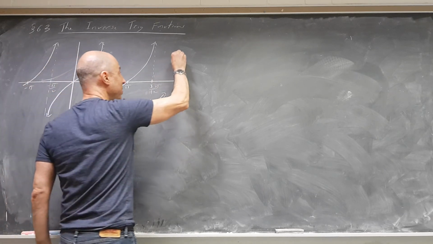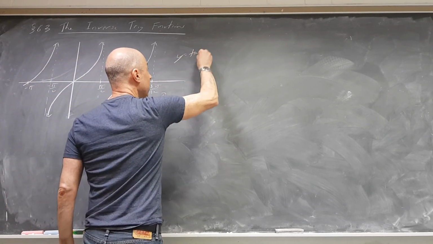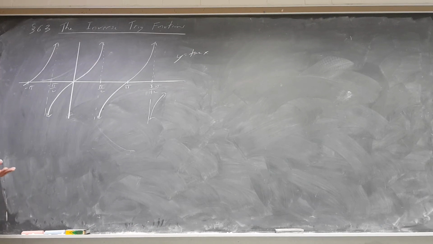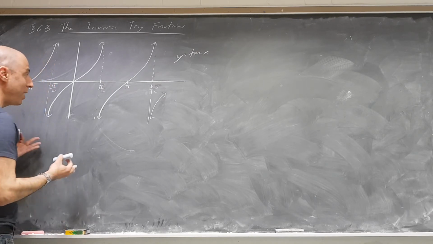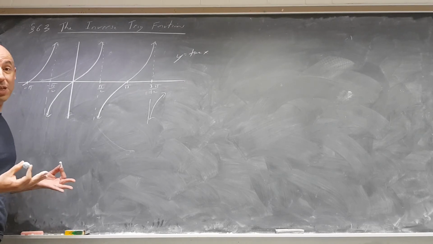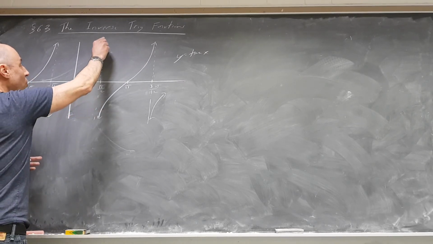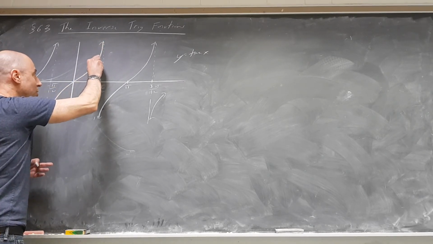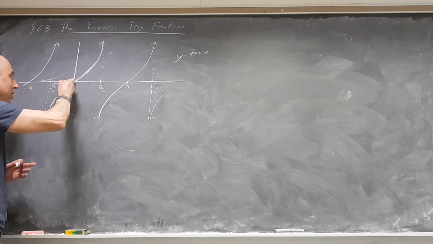So this is y equals tan x. And again, the tangent curve fails the horizontal line test. This is not a one-to-one function. So if we want to take the inverse, we're going to have to restrict it to a domain where it is one-to-one. There are infinitely many choices you could pick. This is the one that's usually chosen. This is called the principal branch of tangent.